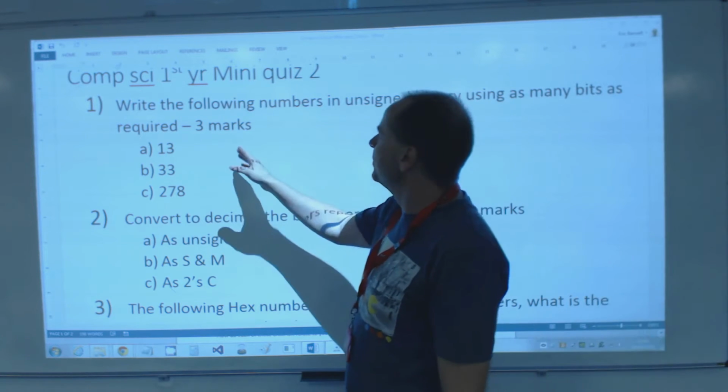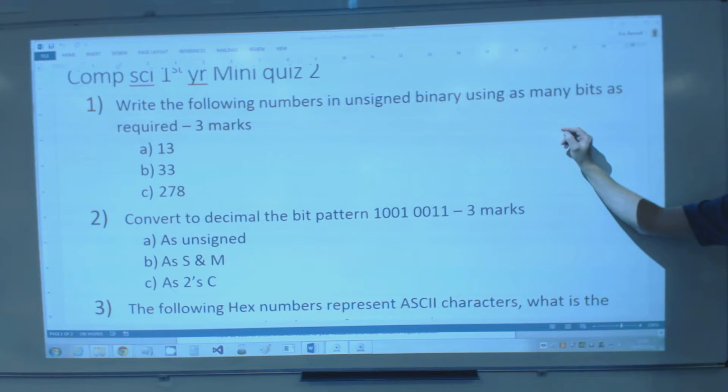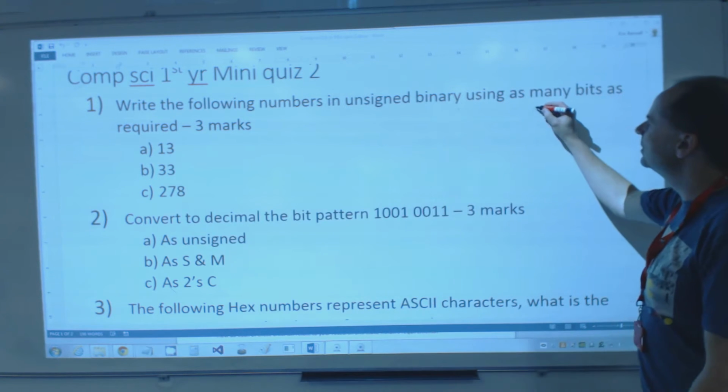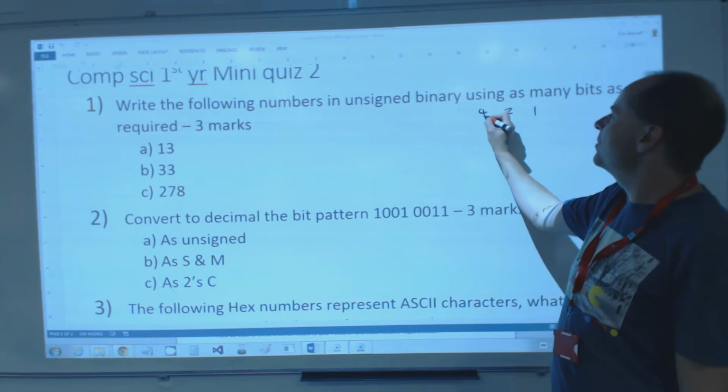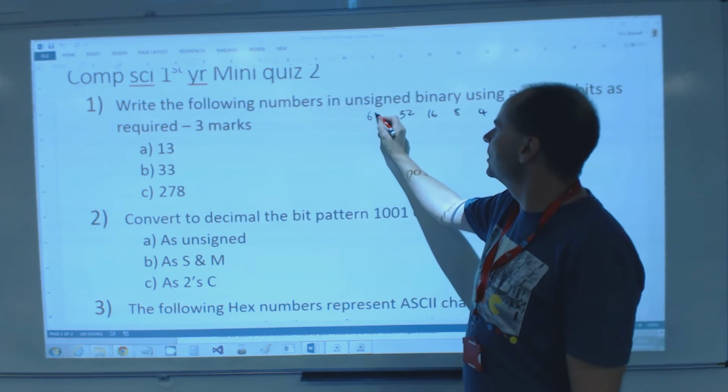Right, okay, so this first question, very important that you've read the question. It says, use as many bits as required. So, to stop yourself going wrong, put some column ends in. It doesn't matter if you put more column headings in than you need. So I'm just going to keep going.